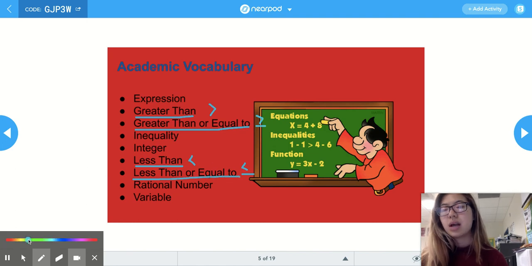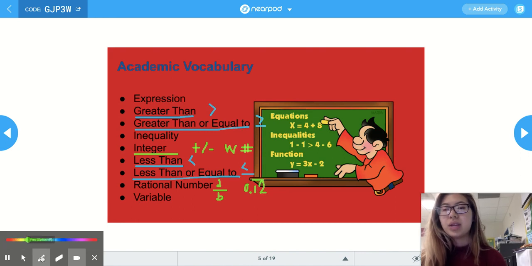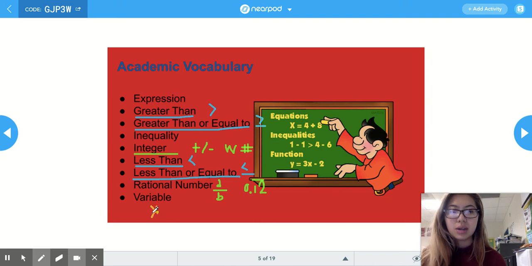Integer is a positive or negative whole number. Rational numbers include integers, but they also include decimals as well as fractions, like a over b, and like 0.12 repeating. Remember that a variable is a letter that represents a number, and it can be any letter from A through Z, but we usually use X to represent an unknown in math. And so if we look at this, this picture shows the difference between equations, inequalities, and a function.